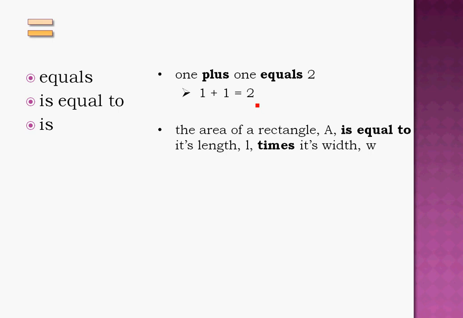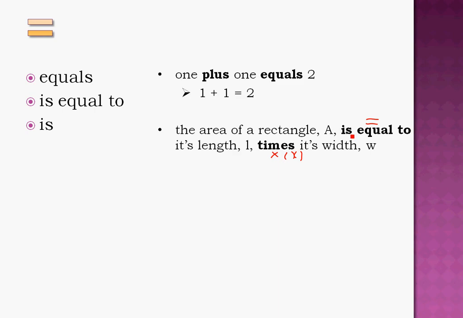Let's try another one. The area of a rectangle A is equal to its length L times its width W. Our key phrases are is equal to, which we know is this symbol, and times, which we know is this symbol, or possibly parentheses, or possibly just writing two things next to each other. That's one thing about multiplication. There's a lot of different ways to write it.